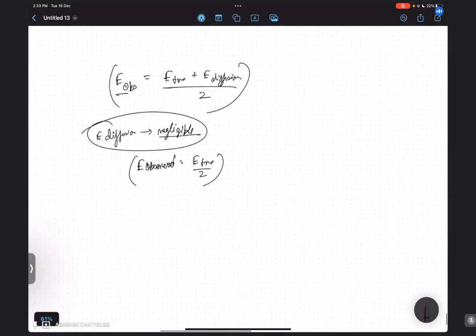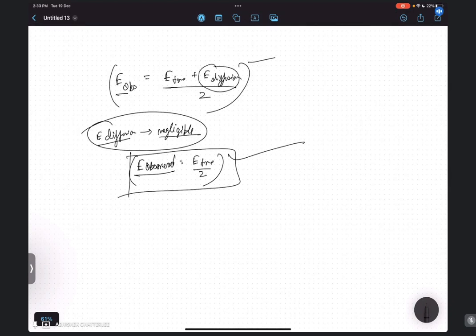Actually, your E observed is equals to E true plus E diffusion divided by 2. This is the real one. Okay. However, your E diffusion is so less, it is negligible. So you go forward with this. E observed is equals to E true divided by 2. You can go forward with this. But however, if in the question this term E diffusion is mentioned anywhere, then you use this formula. समझ में आ रहा है ना हम क्या बोल रहे हैं?